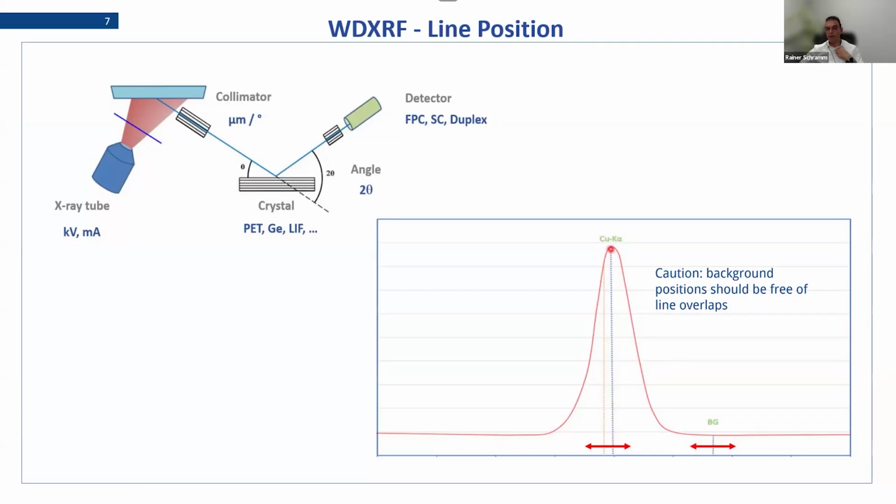And this is important because this guarantees us that when there is a little bit of movement to the left and the right, we still have a very stable signal, while when it would be here in the slope, it would make a big difference. And in this way, by selecting the maximum line positioning, we get a long-term stable method. Additionally, normally you set your background positions in a range which is just a bit off from the line and free of any line overlaps.